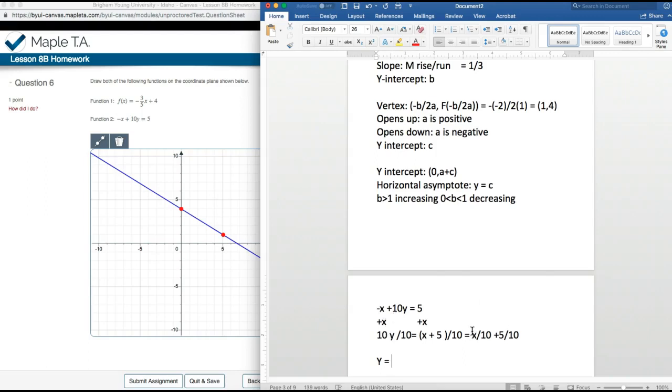Now the coefficient in front of the x, there's nothing there, which means I can automatically assume there's a 1. So 1 divided by 10 is 1/10 x. And then 5 divided by 10 is 1/2. The 5 over 10 simplifies to 1/2. Now I'm in slope-intercept form.